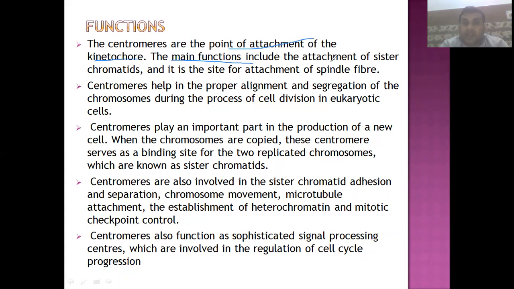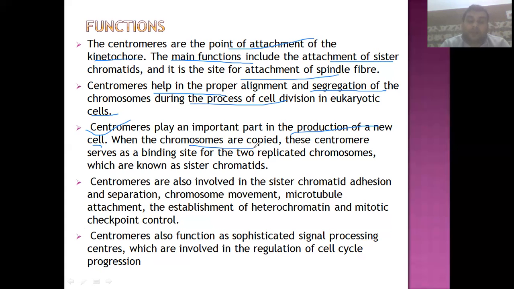The main functions include the attachment of sister chromatids, and it is the site for attachment of spindle fibers as well. The second function is that the centromere helps in the proper alignment and segregation of chromosomes during cell division in eukaryotic cells. So centromeres play an important part in the production of a new cell, since they help in segregation of chromosomes.